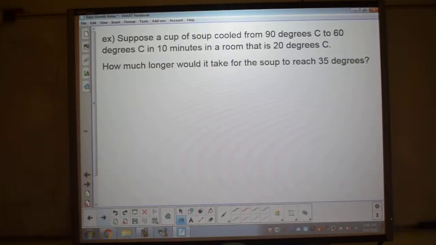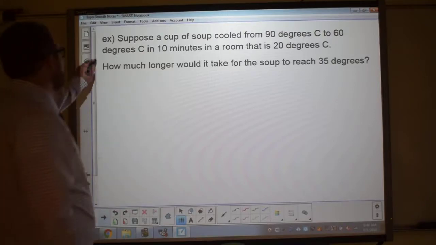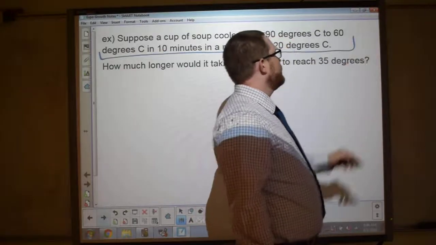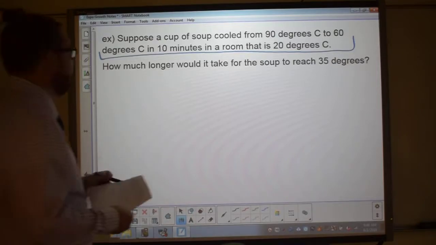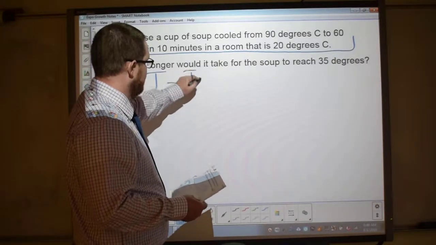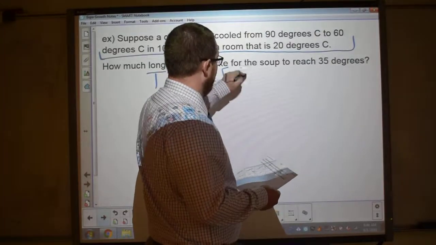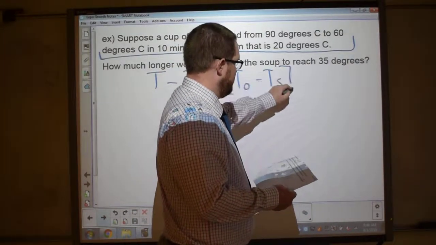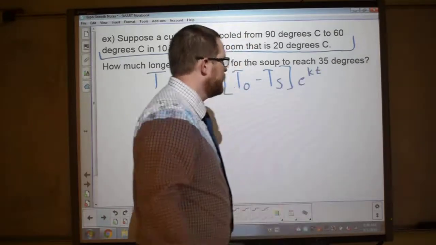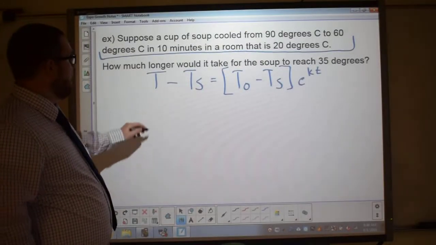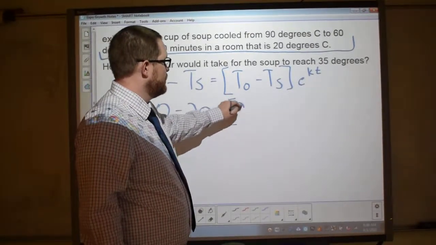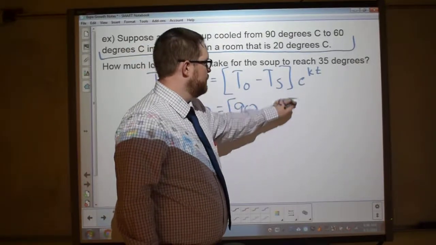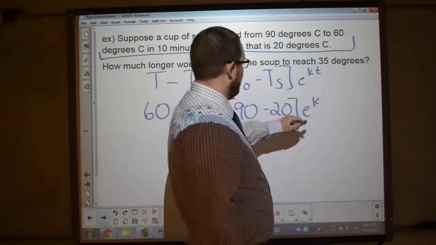Suppose a cup of soup cooled from 90 degrees to 60 degrees in 10 minutes in a room that is 20 degrees. So let's use this information and let's write what we can. Our formula says the final amount minus the room temperature equals the initial amount minus the room temperature, e to the KT. So let's plug in what we know. The final amount is 60. The room temperature is 20. The starting amount was 90. Room temperature is still 20. E to the K, and T is 10 minutes.